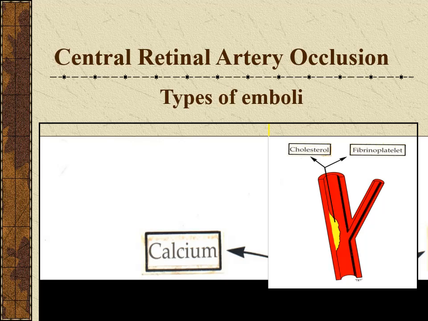As we said, one of the causes of artery occlusion can be embolism, that can originate from the heart, in the form of calcium embolism or vegetations or thrombosis, or rarely from myxoma. When the source is coming from the carotid, usually the source comes from atheroma of the carotid that can be formed of cholesterol and fibroplatelets.